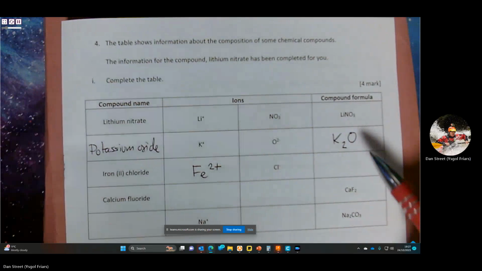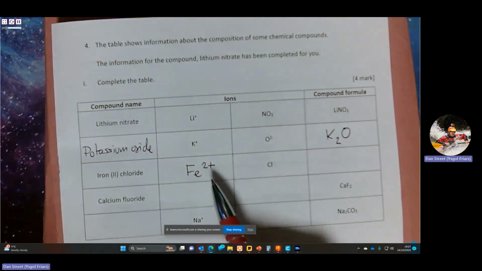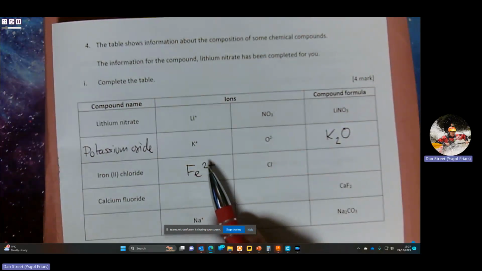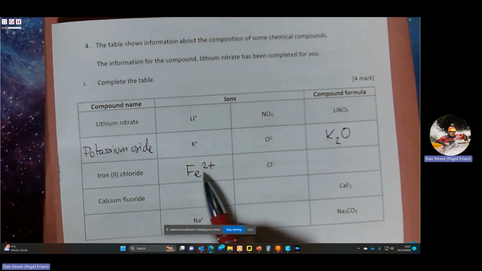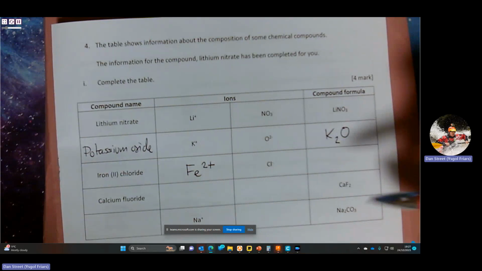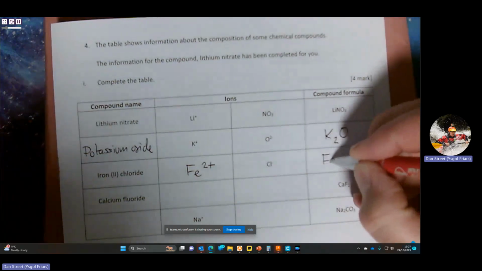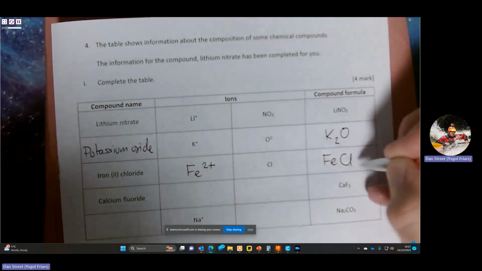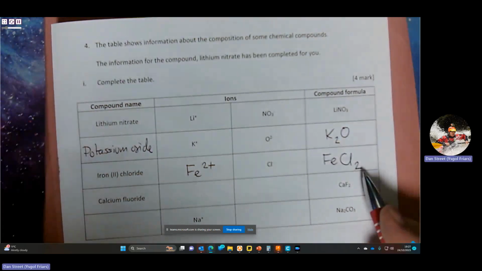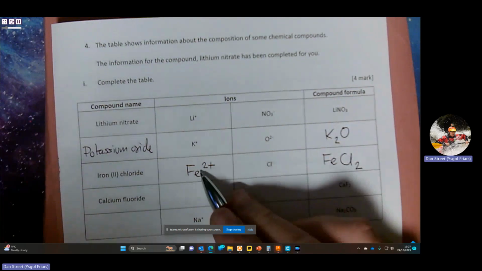Okay, so for this one, we can probably work it out without the triangle. If we've got an Fe2 plus and a Cl minus, we'll need 2 of these to balance that one. And when we write that as a formula, we write Fe, and we don't write the charges because we've made sure that they all cancel out, Cl2, because we need 2 chlorides to balance or cancel out the Fe2 plus.